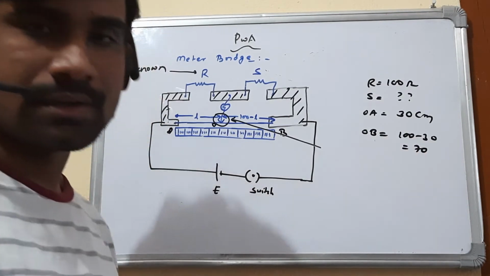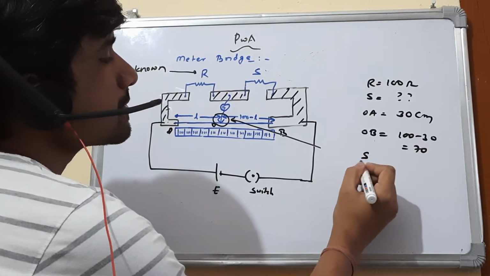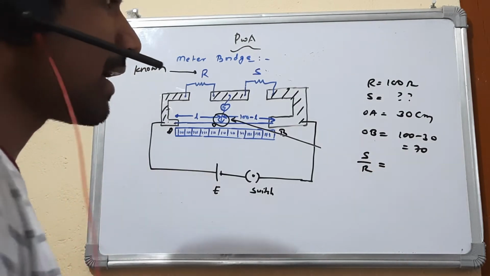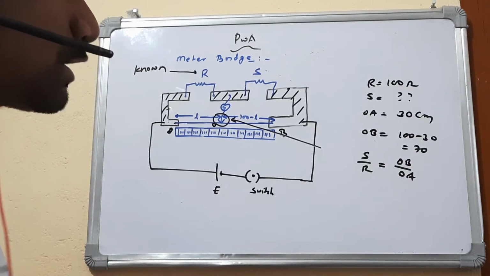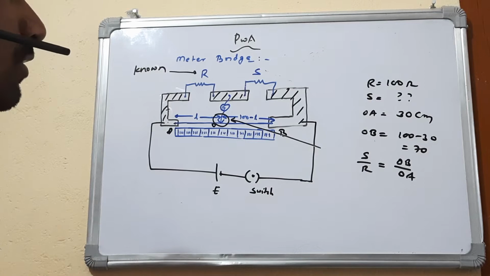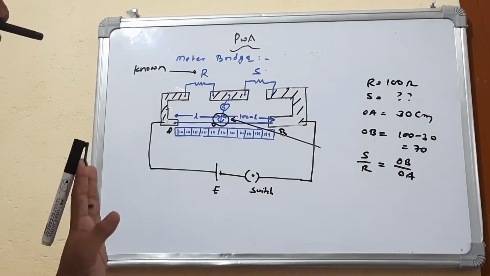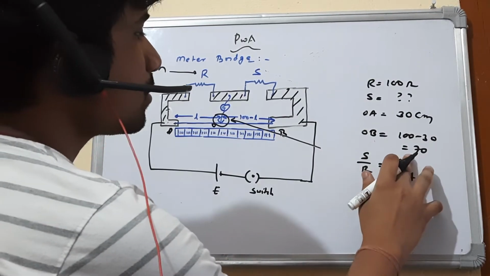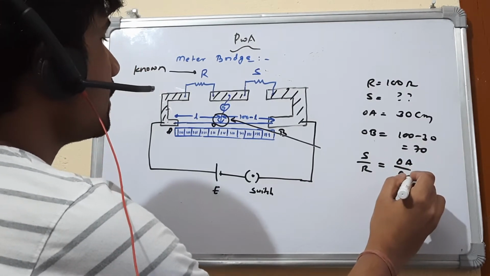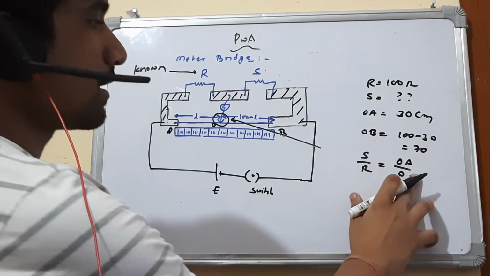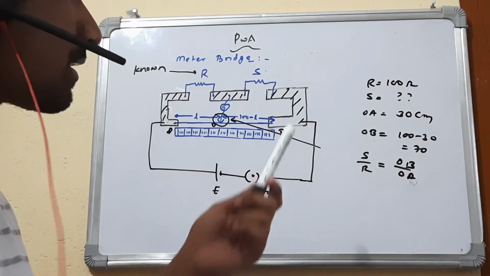And I know the equation. What is the equation I know? I know that S by R is equal to OB by OA. Is this what I know? Correct? S by R equal to OB by OA. Now, if I put all these values, I'll be able to find S. Again, I think this is a mistake, this will be OB by OA only.